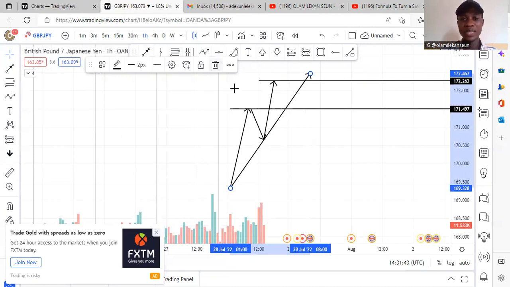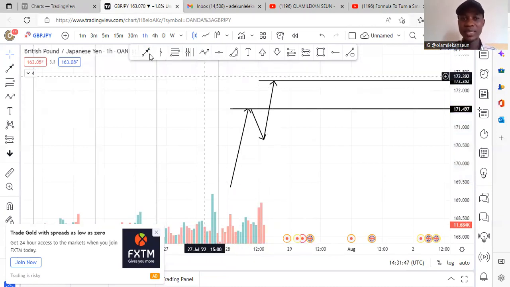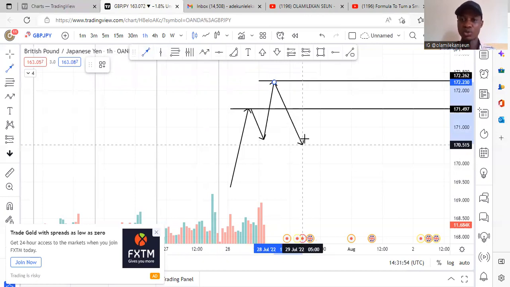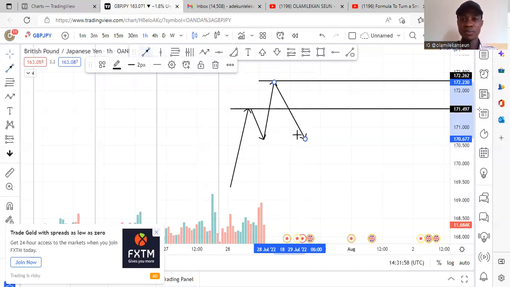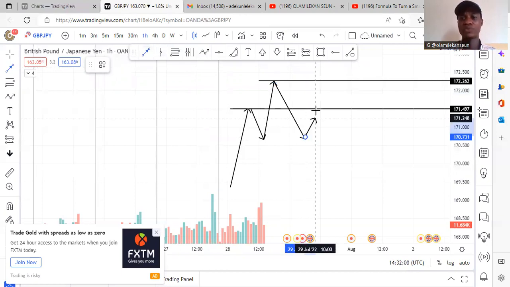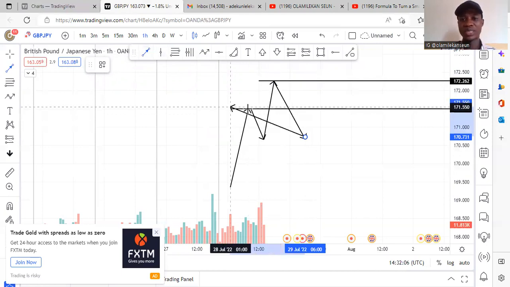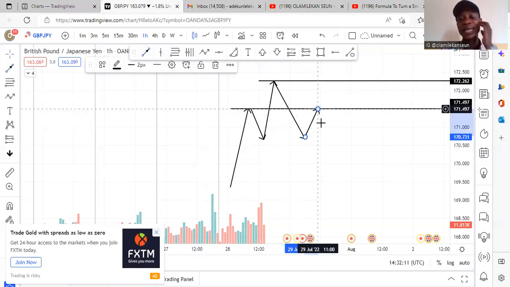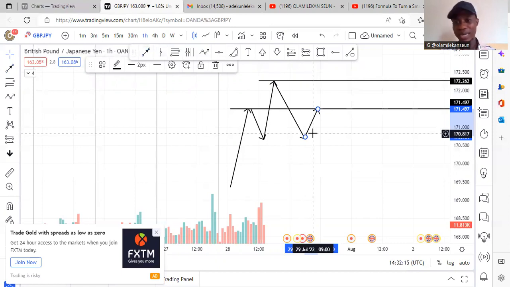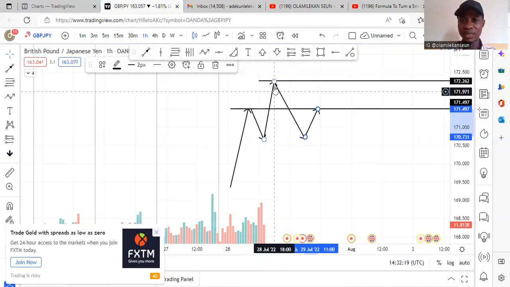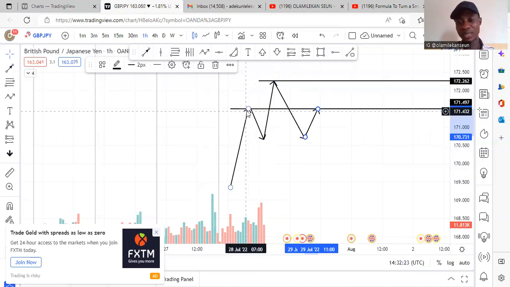When the market got to this resistance, it couldn't break it and came back down to this point. Then it went back up again and retested this previous high. Once the market retests this previous high, that gives you an insight that the market is creating something. That is the head and shoulder. This is the head right here. This is the left shoulder.